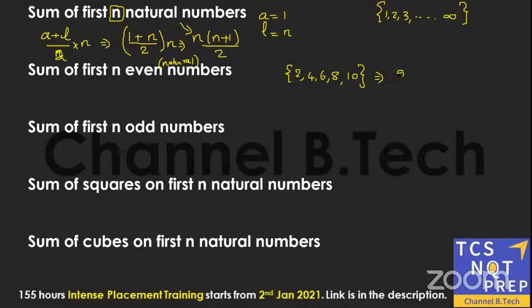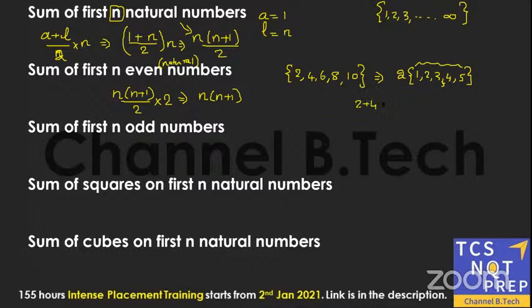Can we consider this as 2 into 1, 2, 3, 4, 5? 2 is commonly taken outside, right? 2 into 1, 2, 3, 4, 5. Now, how do we find the sum for 1, 2, 3, 4, 5 or n natural numbers? n into n plus 1 by 2. And we have to again multiply with 2, so that whatever sum is coming inside has to be multiplied with 2. So the sum of the first n even numbers will be n into n plus 1. That's all, right?